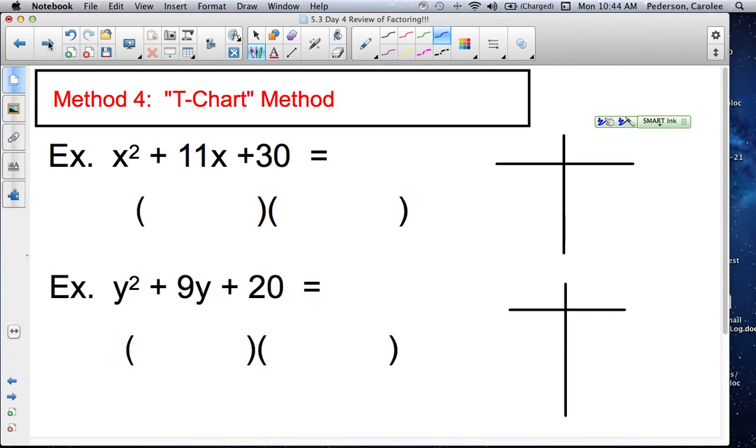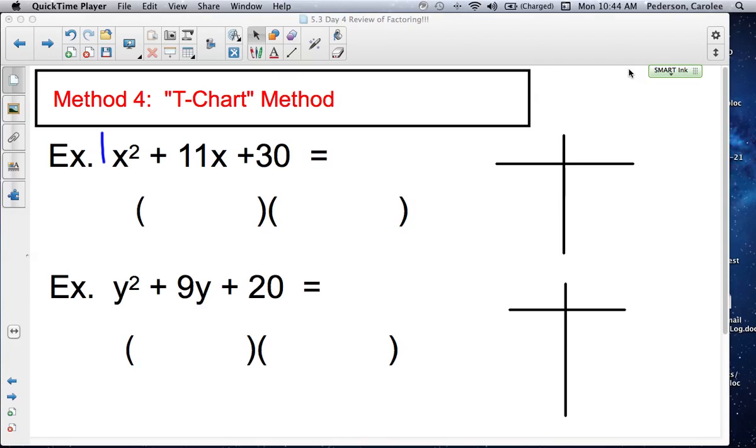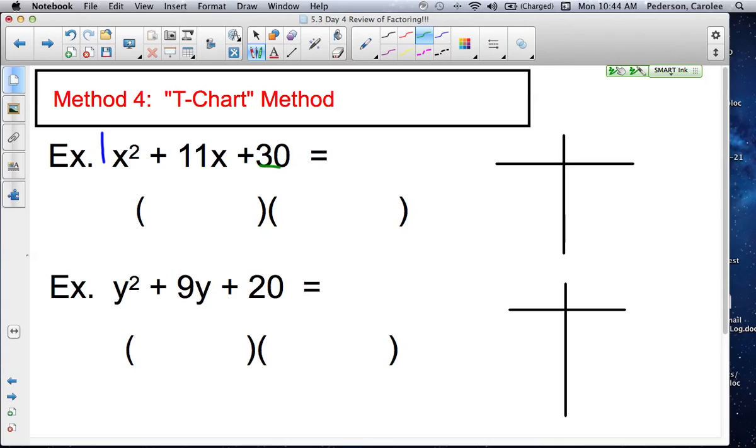Next example, using the T-chart. You can use this when you have a trinomial and the leading coefficient is 1. Some of you might now be doing these in your head and you're not setting up the T-chart, and that is fine with me. So you want to say, what are the factors of 30 that add to the middle term 11? So then you list off the different possibilities. Well, 6 times 5 adds to 11. So now we can split up as x, and then 6 and 5.